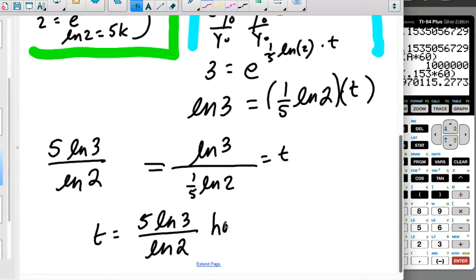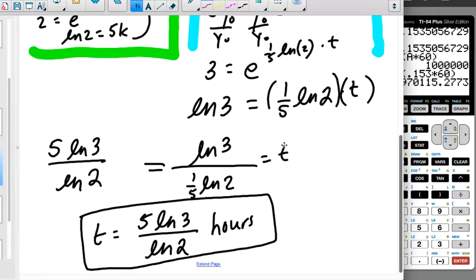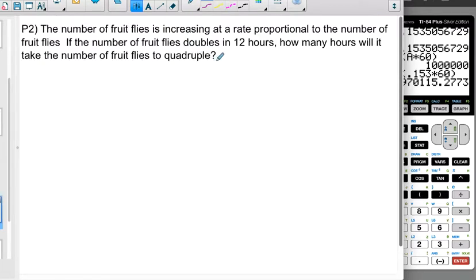So this is the number of hours. Now, if I don't have a calculator, that's my whole answer. If I do have a calculator, I can find the approximate answer, but honestly, unless you are specifically asked to approximate an answer or it's multiple choice, it's better to leave the answer as exact. So there you have it. All right. You're going to go ahead and try the same thing with P2.